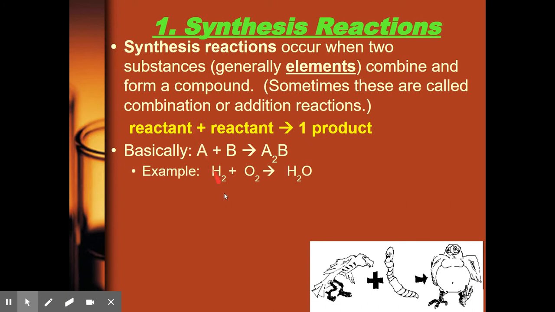We've seen it already today. Hydrogen reacts with oxygen to produce water. You do have to balance this. We did balance it already. So it's a 2 in front of the hydrogen, 2 in front of the water.